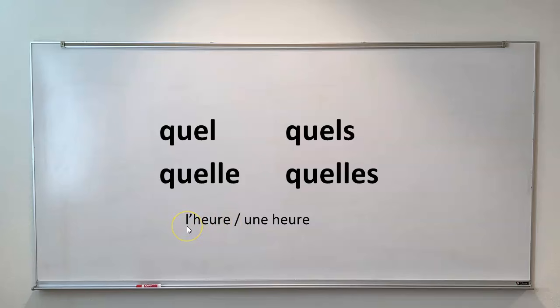You can't tell from the definite article. The L apostrophe doesn't tell you whether or not the word is masculine or feminine, but the indefinite article, une, definitely tells you, okay, this is a feminine singular word. So when you ask the question, à quelle heure, quelle is modifying the word heure, so it has to agree with it. So that's why we use that form. And there you have it.